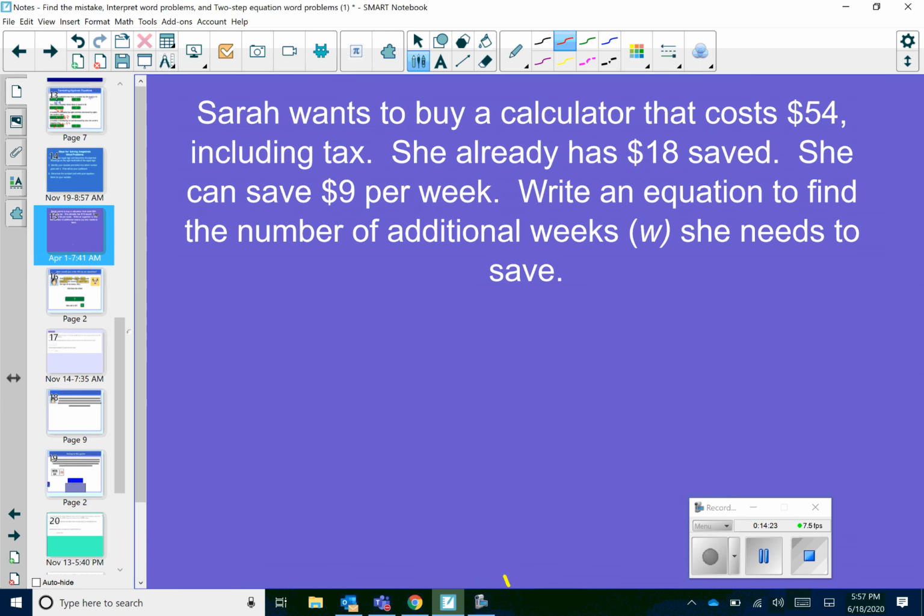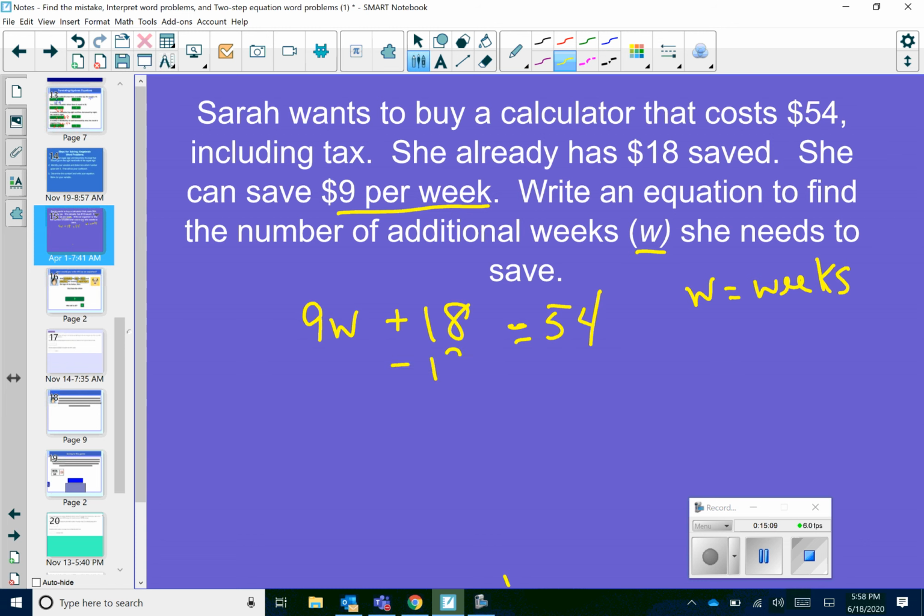Sarah wants to buy a calculator that costs $54, including tax. She already has $18 saved, and she can save $9 per week. Write an equation to find the number of additional weeks she needs to save. Starting with my equal sign, the total amount for the calculator is 54. My variable is w, and that represents the weeks. Well, what number in the problem has to do with weeks? $9. $9 per week means 9 times the number of weeks. And then plus the 18 she already has saved. So as you can see, I kind of worked backwards here.